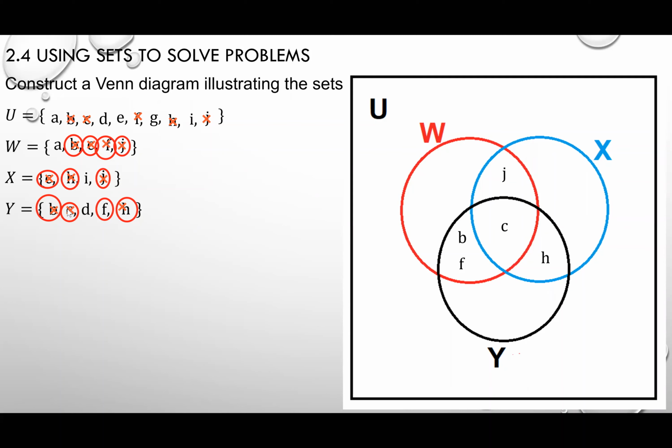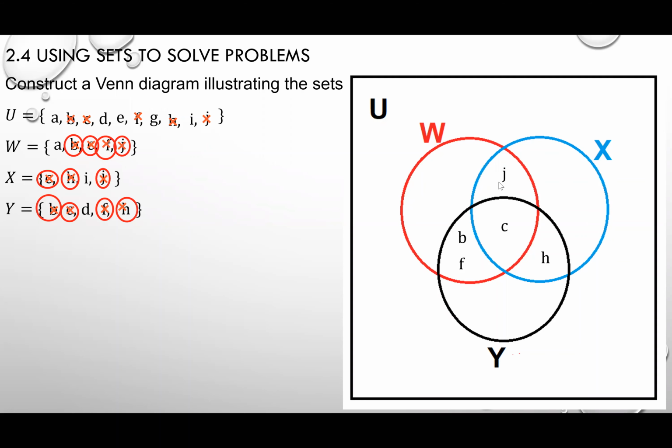So first of all, before we continue, any questions on where I got my C, where I got my J, where I got my H, and where I have my B and my F in this Venn diagram? Any question here? So everybody is clear on where I got these items?